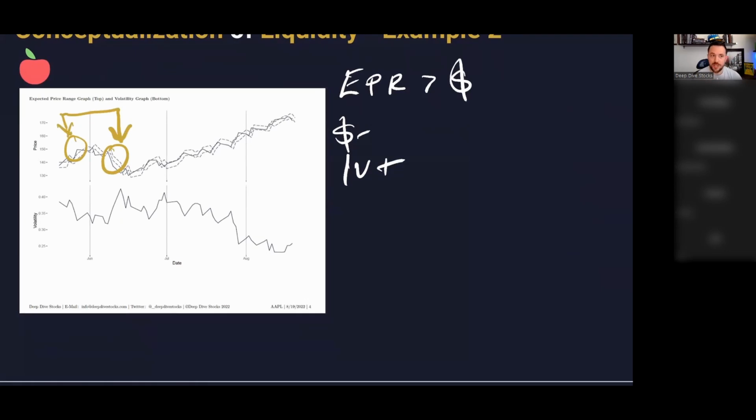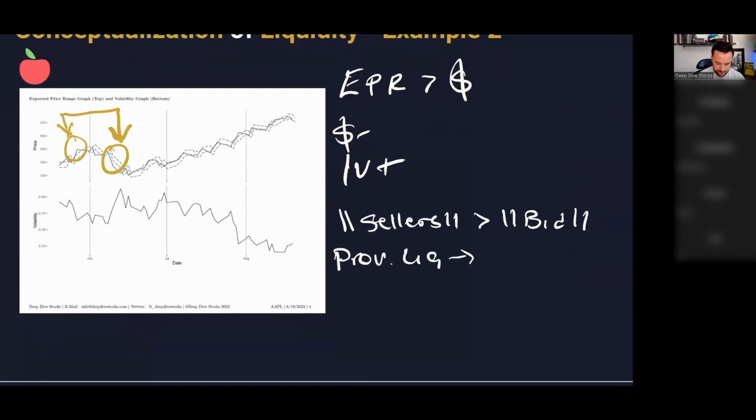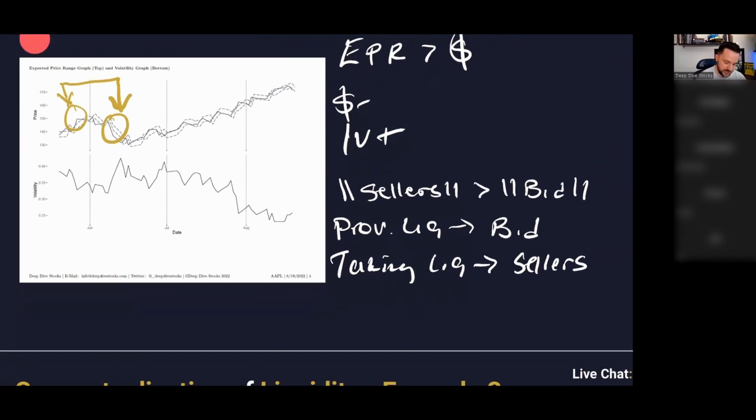And we can pinpoint this because, again, we know the market's expectations and we can measure liquidity. Is it the bidders are now driving the price? Perfect. And now, are there more bidders or more sellers now? It seems more sellers. Right. Who's providing liquidity? The buyers are. Who's taking liquidity? The sellers. Perfect.